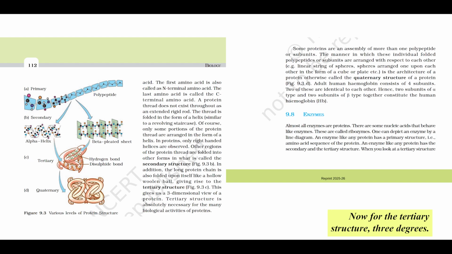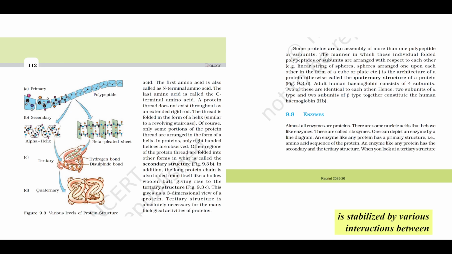Now for the tertiary structure, 3 degrees. This is where the real complexity comes in. The entire polypeptide chain, including its alpha helices and beta sheets, folds and bends upon itself extensively to create a unique, complex, 3-dimensional shape. So the secondary structures fold up further. Exactly. Imagine taking that coiled spring, alpha helix, and those folded sheets, beta sheets, and then further crumpling and folding the whole thing into a specific, compact, globular shape, maybe like a tangled ball of wool, but a very specific tangle. A complex 3D shape. Yes, a very specific 3D shape.